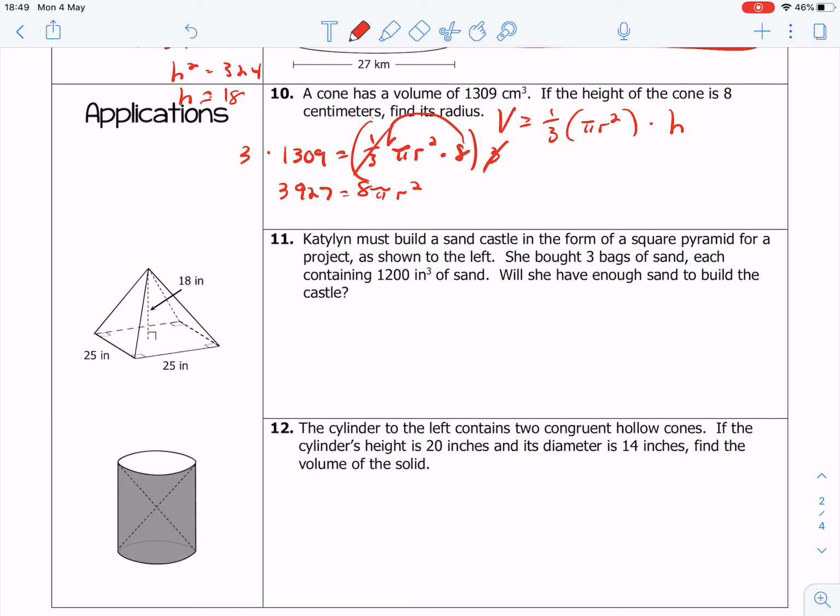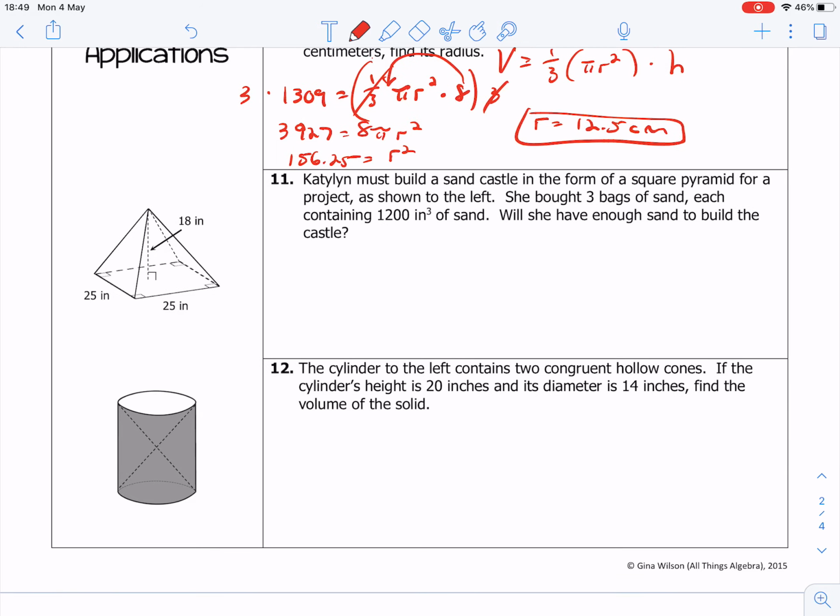Just bring the 8 to the front. And then we got to divide by 8. We get 156.25 equals r squared. And then square root, r is going to be 12.5 centimeters. Okay, if you have any questions on that, be sure to ask in class. I'd be happy to go over it.